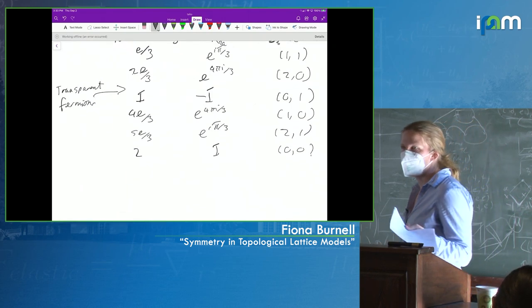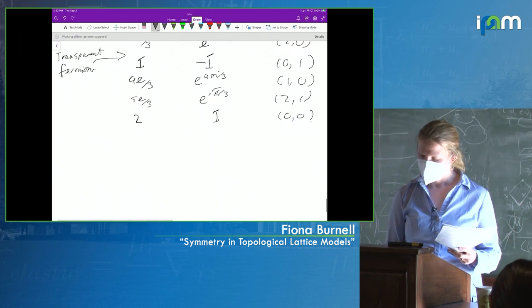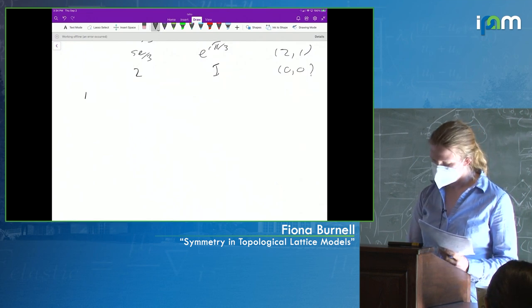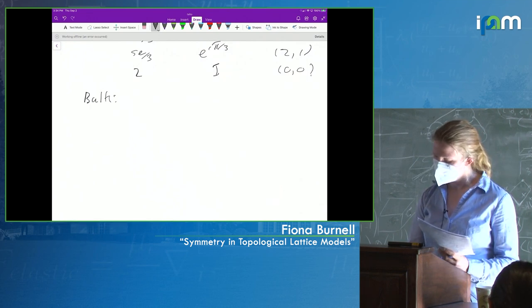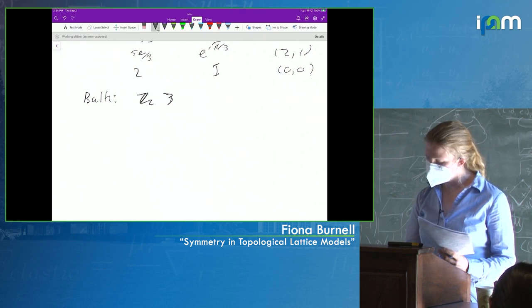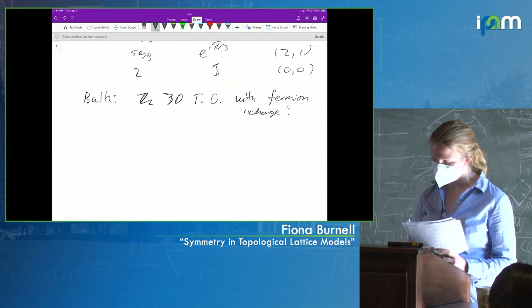Which braids trivially with everyone. This is well known, people talk about quantum Hall phases. And so if you literally use this category, what you get is a bulk with a Z2 3D topological order with a fermion charge. So the point particles are fermions, okay?